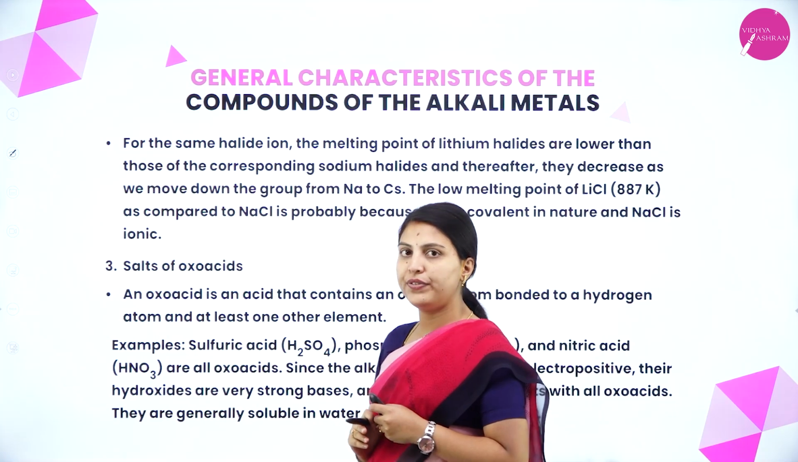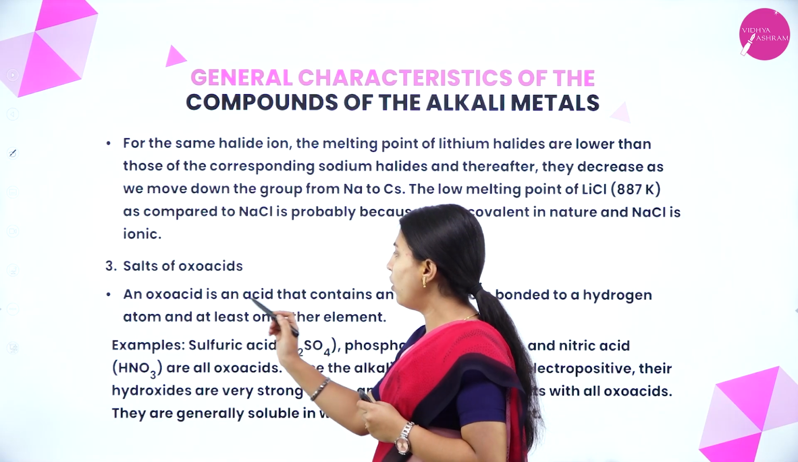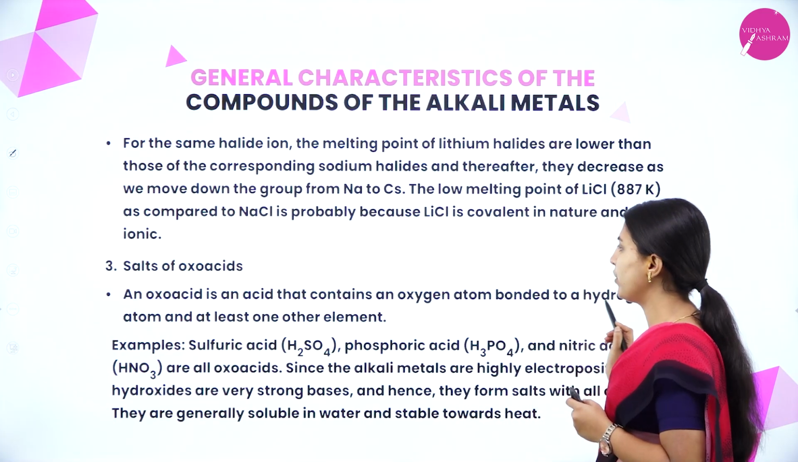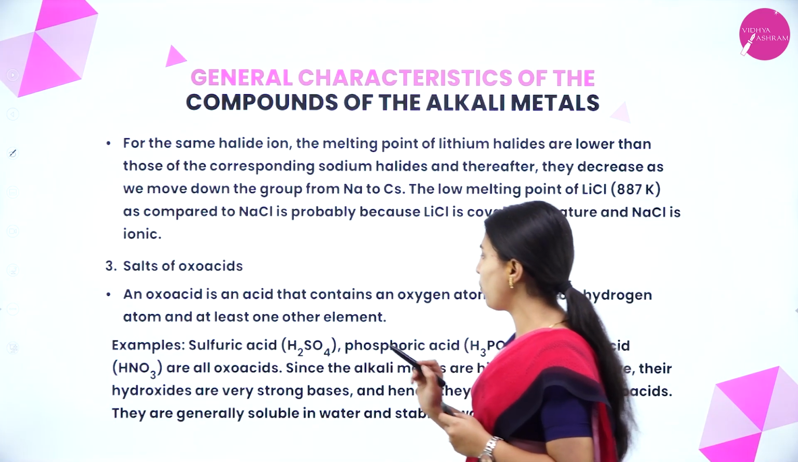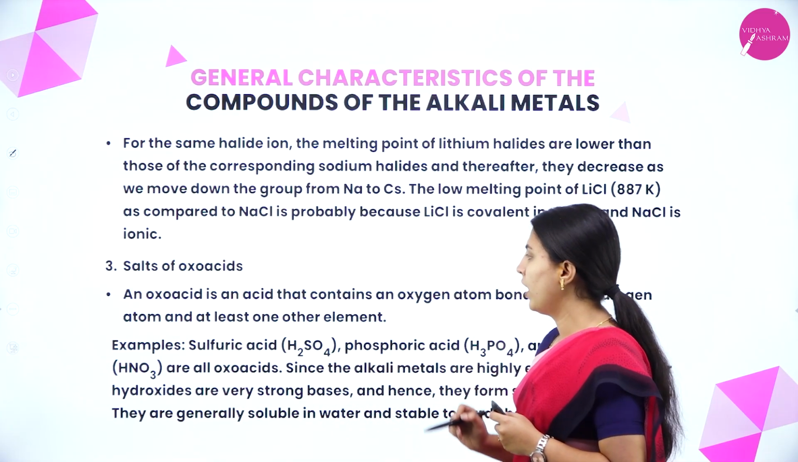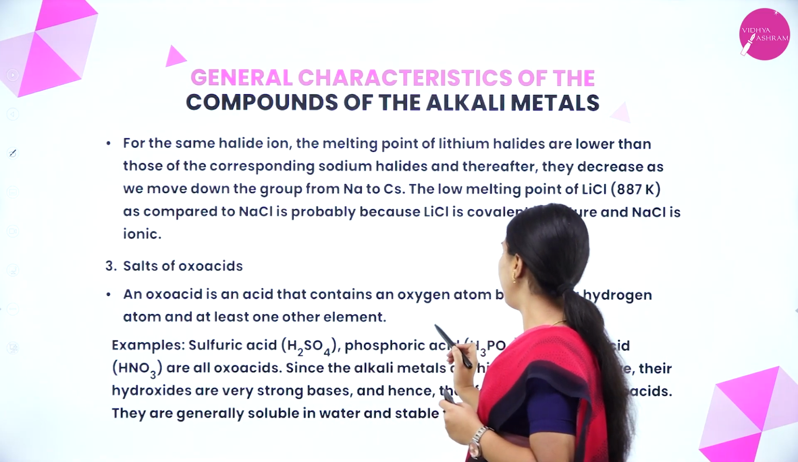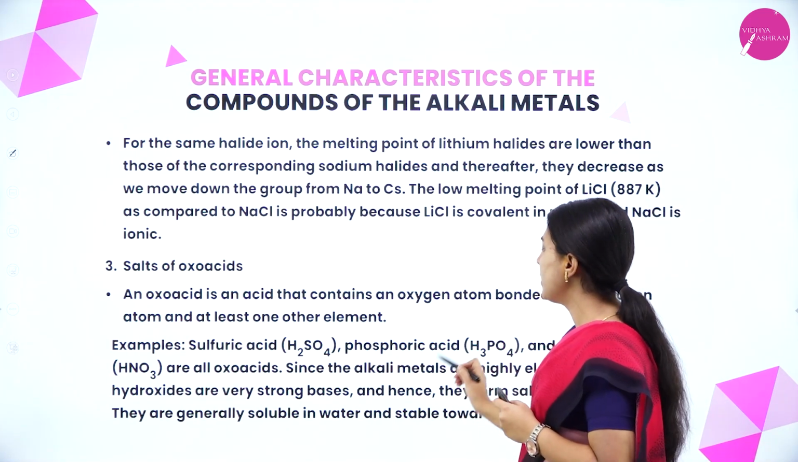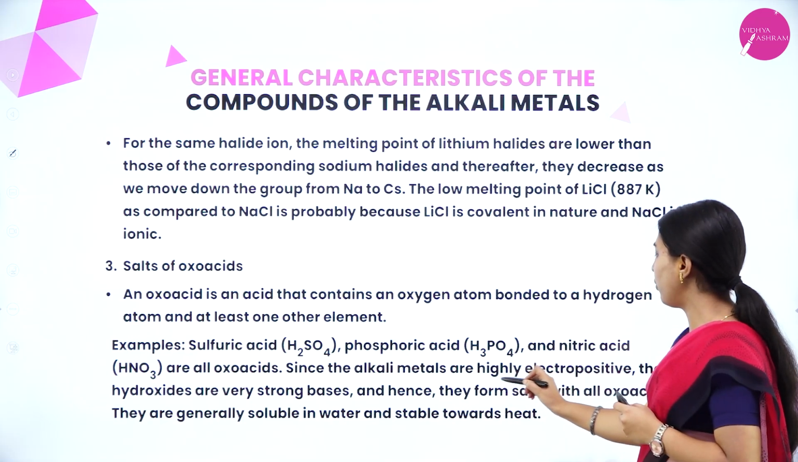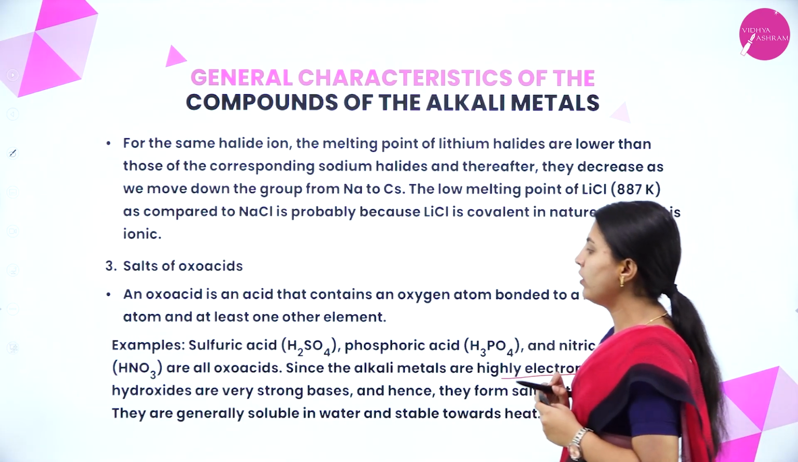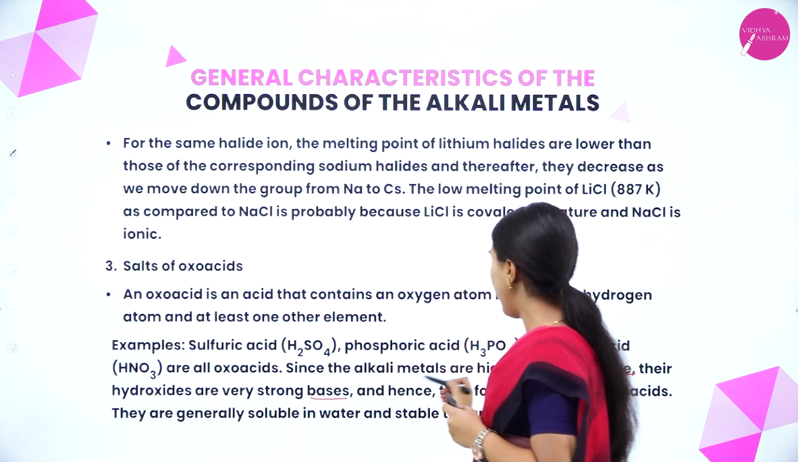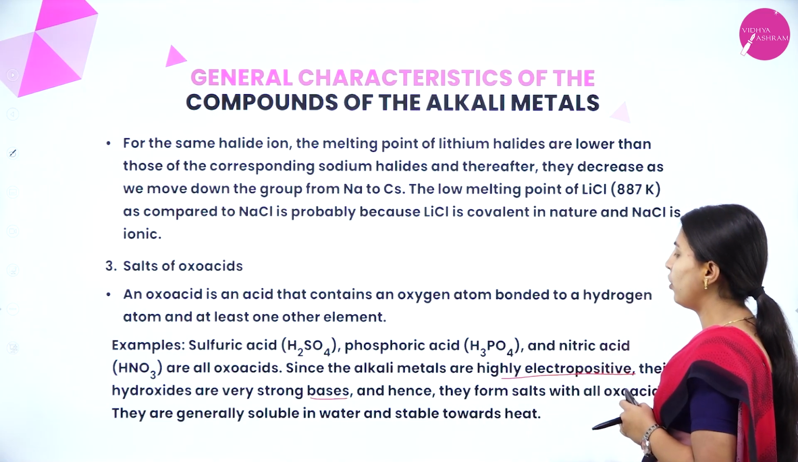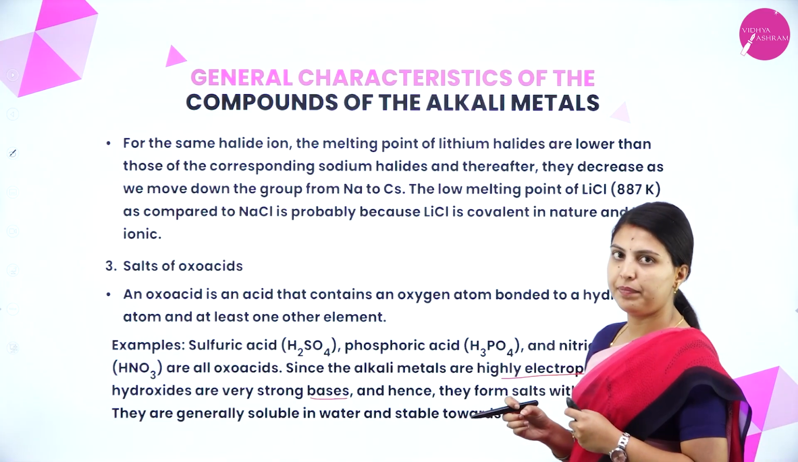Next, salts of oxo acids. An oxo acid is an acid that contains an oxygen atom bonded to a hydrogen atom and at least one other element. For example, sulfuric acid, phosphoric acid and nitric acid are all oxo acids. Since the alkali metals are highly electropositive, their hydroxides are very strong bases, and hence they form salts with all oxo acids. They are generally soluble in water and stable towards heat.